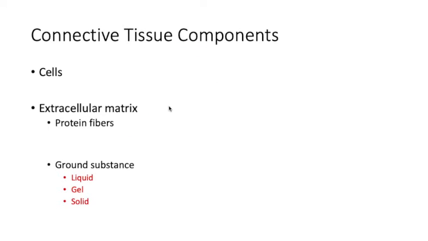So, connective tissue components. Connective tissue does have cells in it, a lot of cells, and there's different cell types we'll talk about in a bit. But it also has what we call extracellular matrix. That extracellular matrix contains two major components. It contains protein fibers, which in a little bit I'm going to go in depth on the different types of protein fibers. So these are made by cells, but they're really just strings of protein.